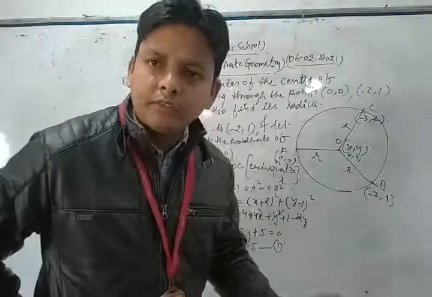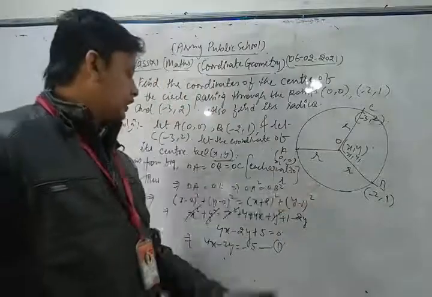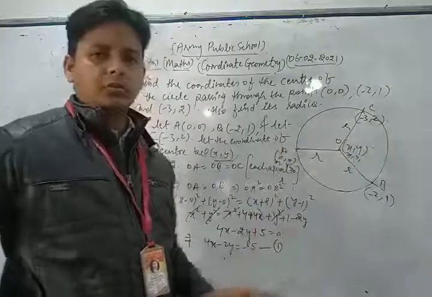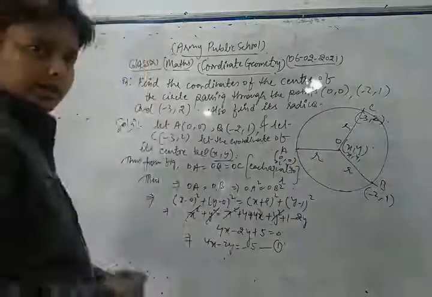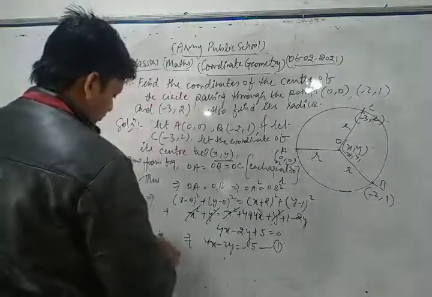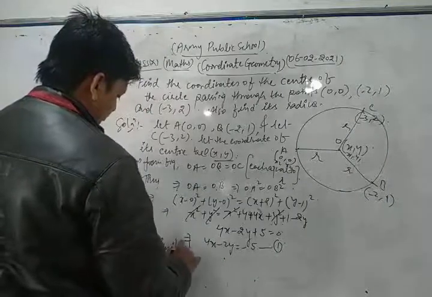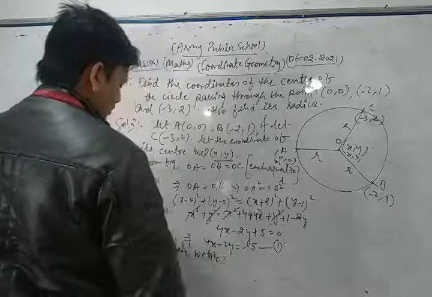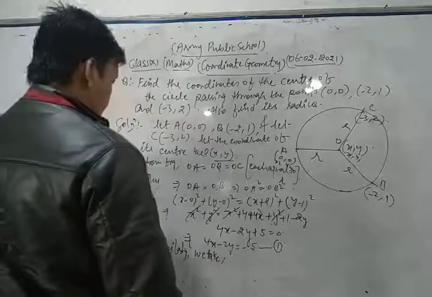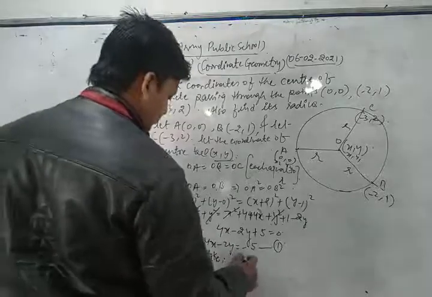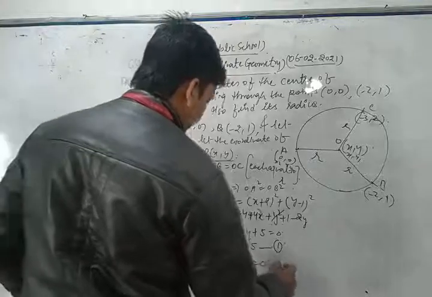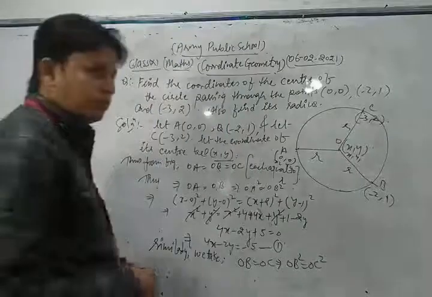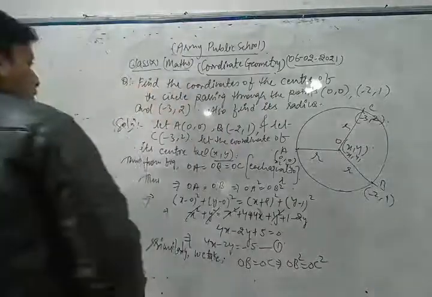Similarly we find another relation. Now firstly we took OA equal to OB, now we take OC equal to OB. So we take OB equal to OC, that is OB square is equal to OC square. Now again we apply the distance formula.